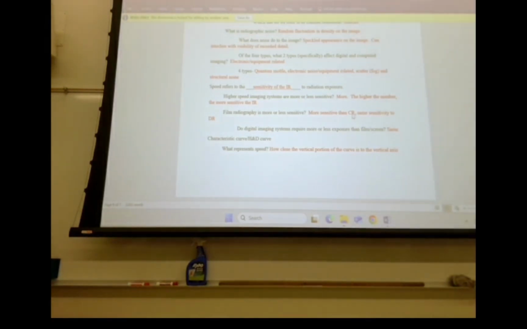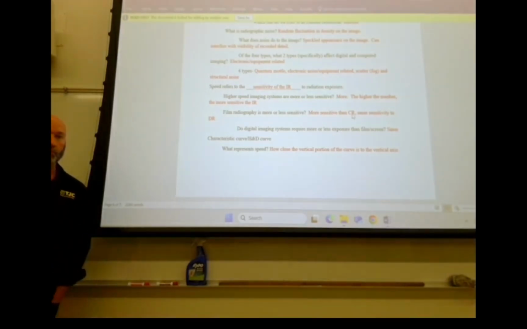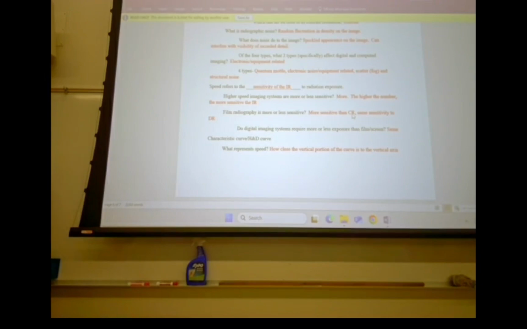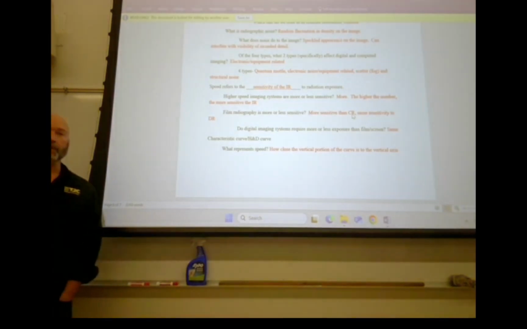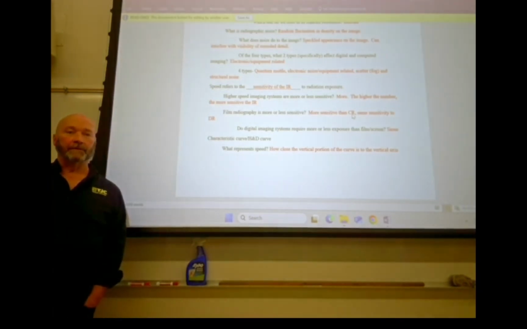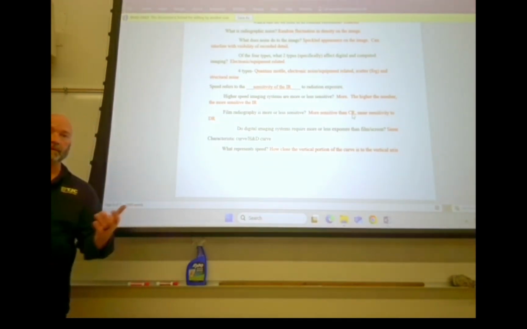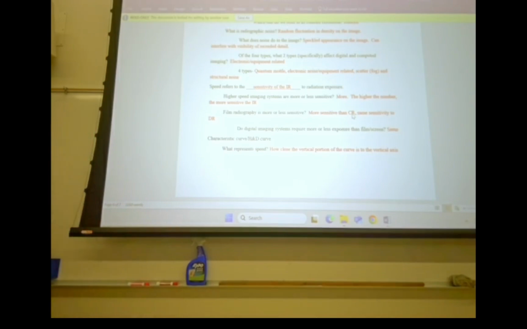We need to know that quantum mottle is more likely with a higher speed IR because it's more sensitive, and you need less mass. You also need to know though that the speed is relative to the number, so 400 speed is twice as fast as 200 speed, those things.